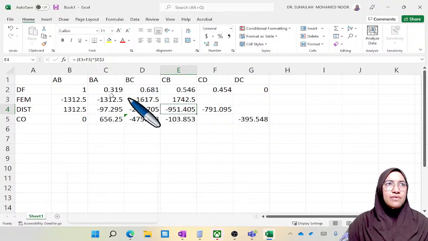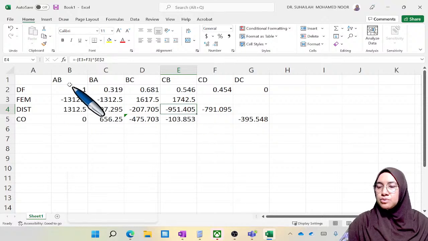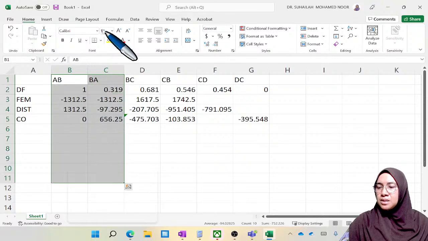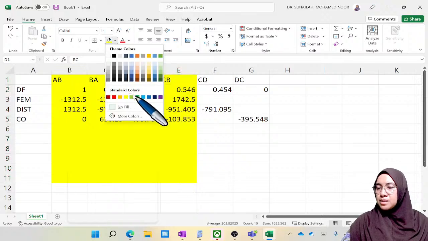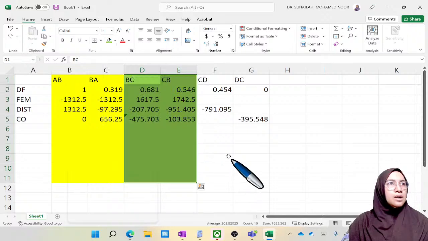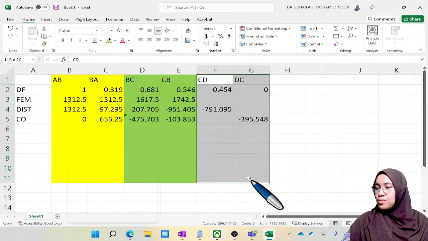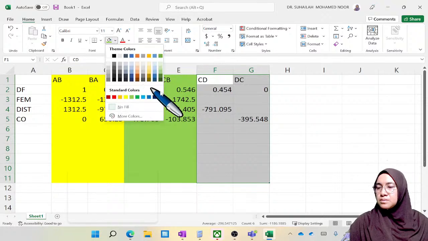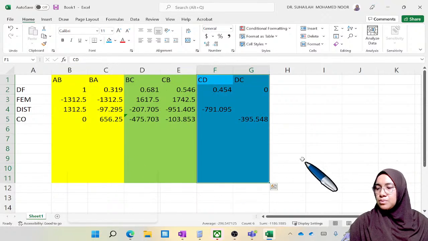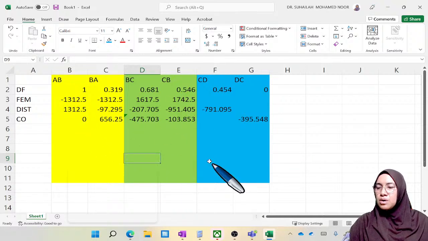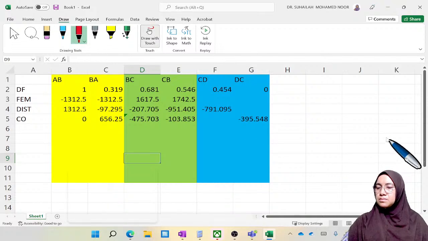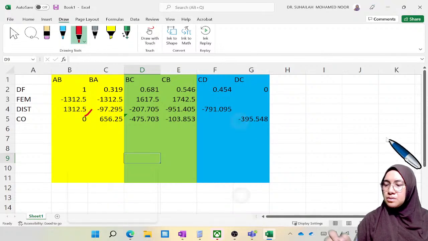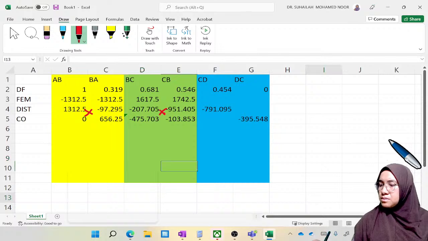So this is 951.405. Okay, I want to put the color for each element, different color for different element. This is green and this is blue. So cross means, okay, cross here, cross here.